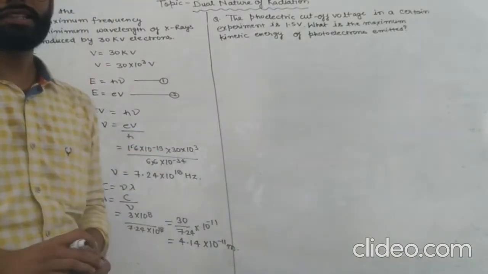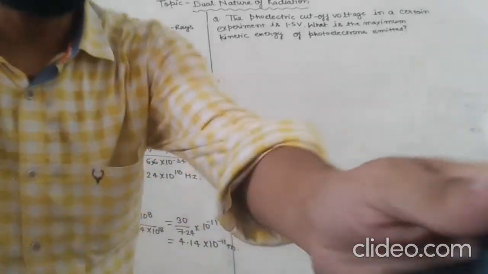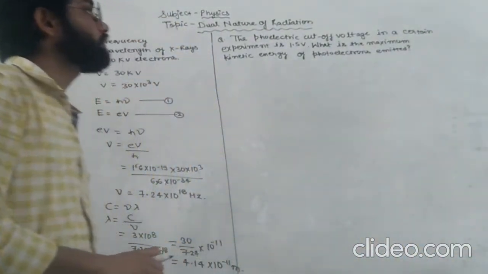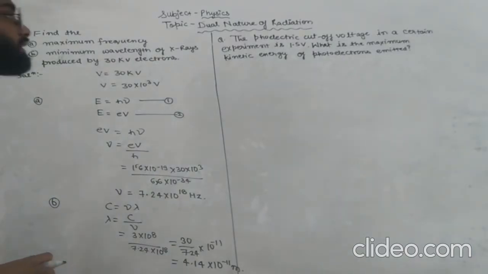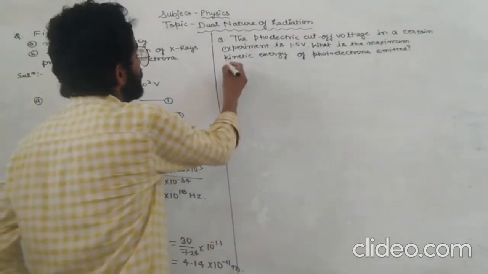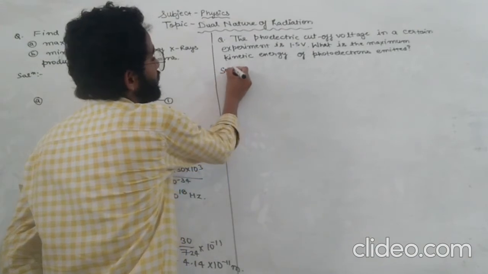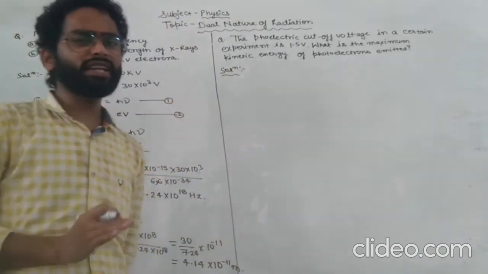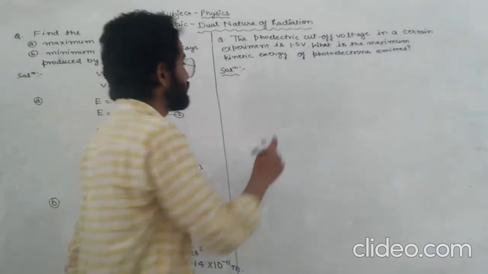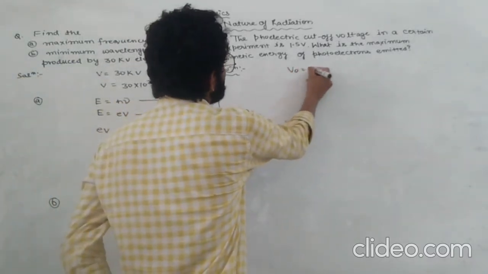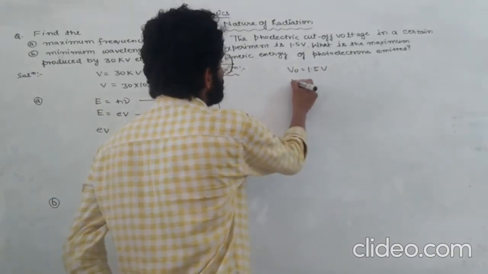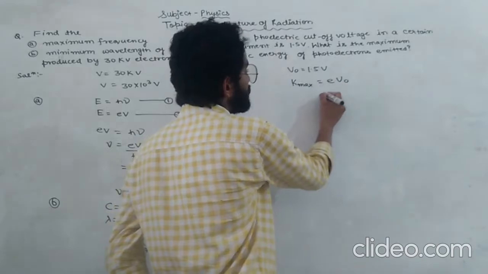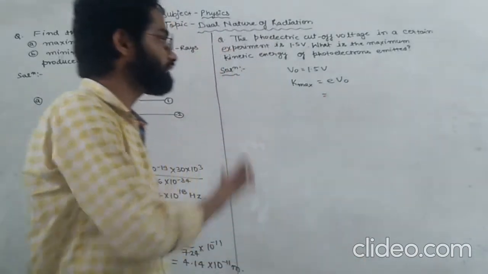The next numerical, let us see what it is about. Let me set the camera first. It is about the photoelectric cutoff voltage in a certain experiment is 1.5 volt. What is the maximum kinetic energy of the photoelectrons emitted? It is very important, very easy numerical. That is V naught is given like 1.5 volt. It is asking about K max, and K max is equal to eV naught. We know the formula.